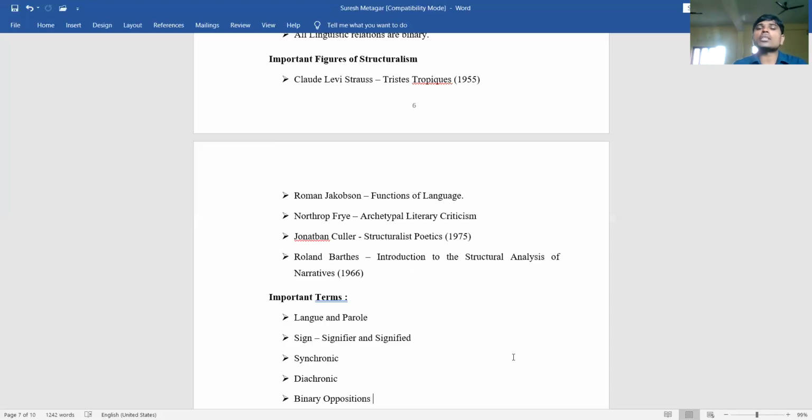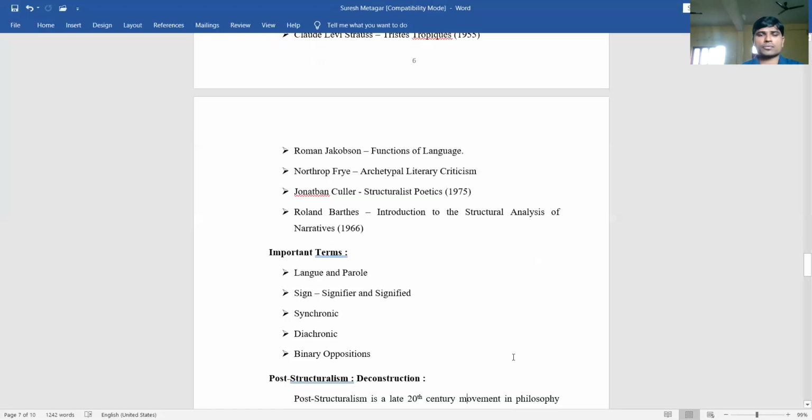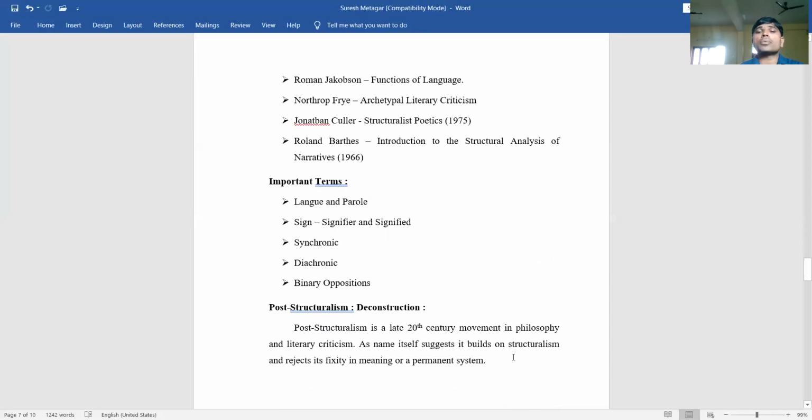Then we have Roland Barthes, Introduction to the Structural Analysis of Narratives. Roland Barthes is actually a structuralist, and he later becomes a post-structuralist. In 1966, he wrote an Introduction to the Structural Analysis of Narratives, which also contributed to the development of structuralism. And important terms in the concept of structuralism are langue and parole.